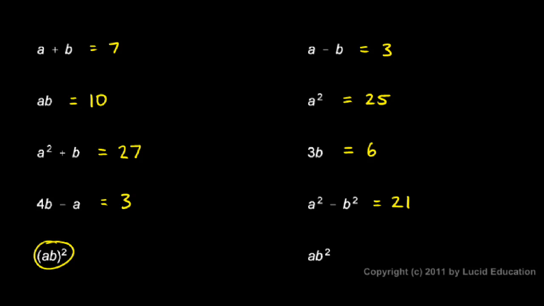Now down here we have (AB) squared. AB, that means A times B. And instead of A and B, think 5 times 2. So that's 10. That's what's inside the parentheses there, and that is squared. So we have 10 squared. And 10 squared is 10 times 10, or 100.